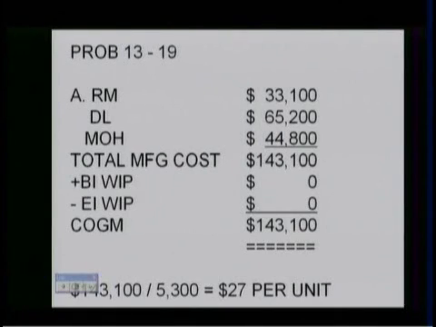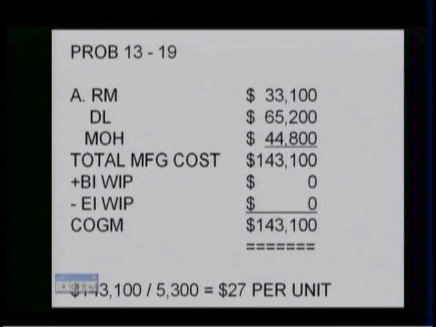So if you look on the slide here, you simply pull the numbers off of the data. They give you raw materials at $33,100. They give you direct labor at $65,200. They give you the manufacturing overhead of $44,800. So your total costs were $143,100. To make this problem easy, there was no beginning or ending work in process, so you have two zeros there. So your cost of goods manufactured was $143,100.